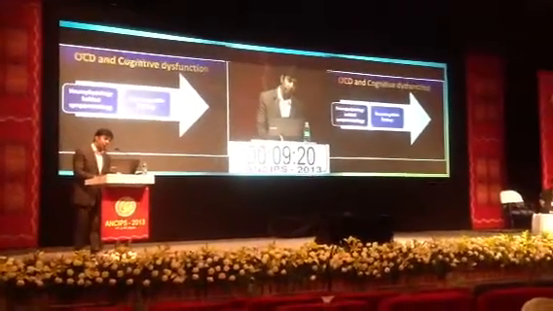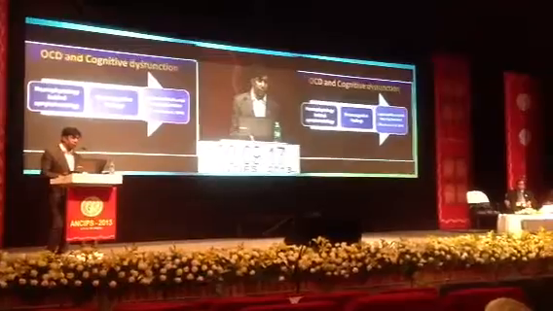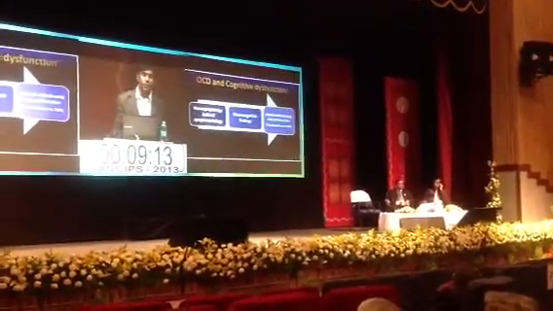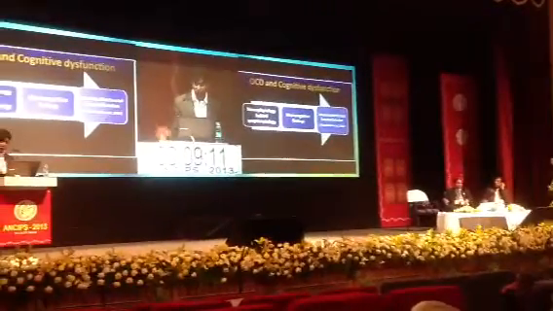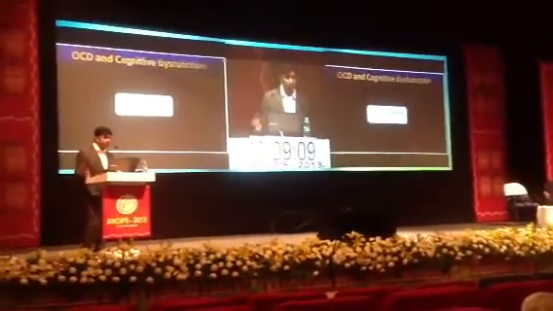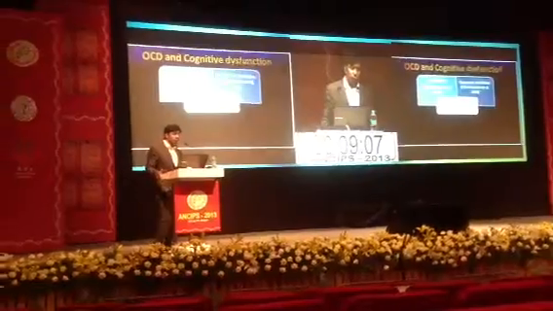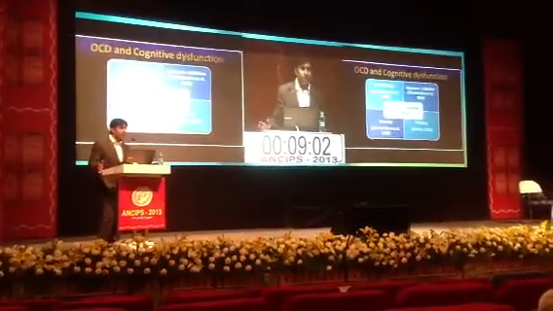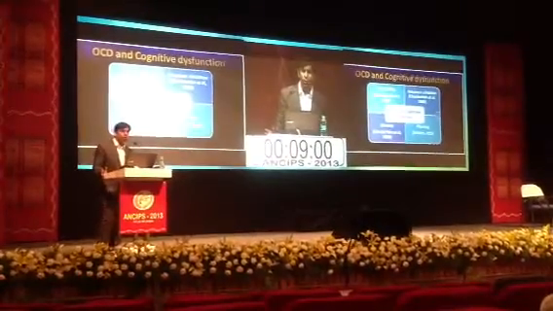OCD and cognitive dysfunctions. As we know, the neurophysiology behind the symptomatology and neurocognitive findings can be explained on the basis of lateral orbitofrontal loop dysfunction in OCD, which also means deficits in cognitive functions such as set shifting, response inhibition, memory and planning can be explained on the basis of lateral orbitofrontal loop dysfunction.